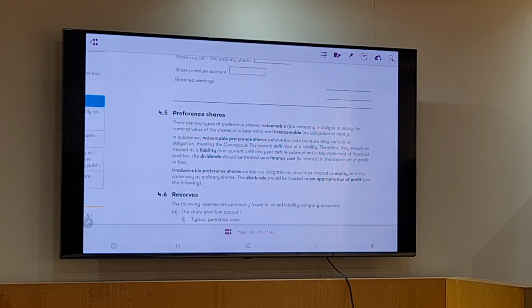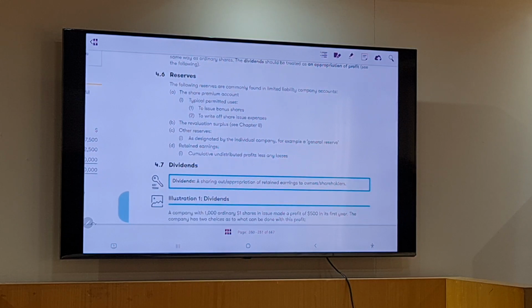There are also irredeemable preference shares. What is irredeemable? Once you invest, it stays. Same like ordinary shares, it will be there as long as the company is there. There are other types of preference shares which I am not going to discuss here: cumulative, non-cumulative, participative, non-participative. This is not in our scope.